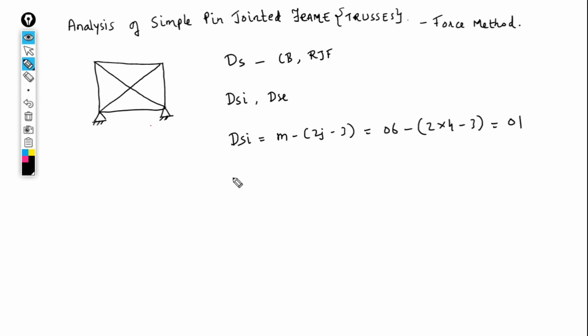Similarly, I have to find external indeterminacy. The formula of external indeterminacy is r minus 3, where r is the number of reactions. In this particular structure, you have 2 hinge supports. Each hinge support has 2 reactions. The total number of reactions here will be 4. 4 minus 3 equals 1.